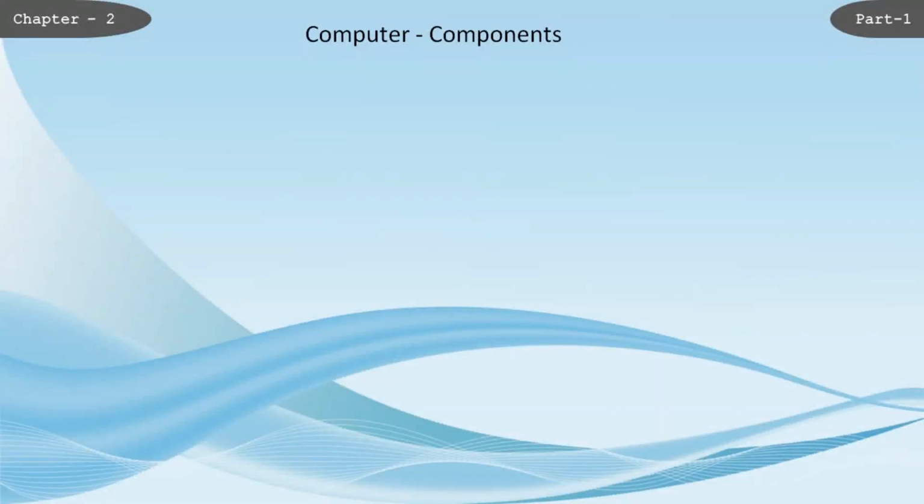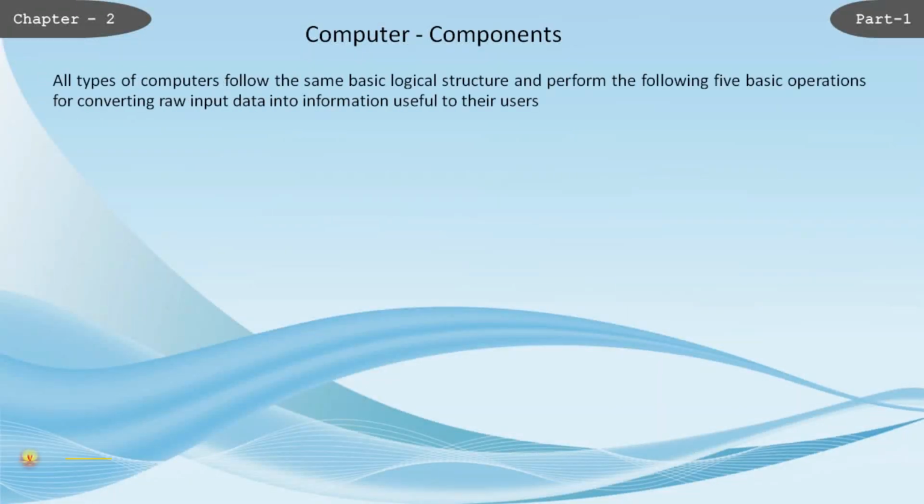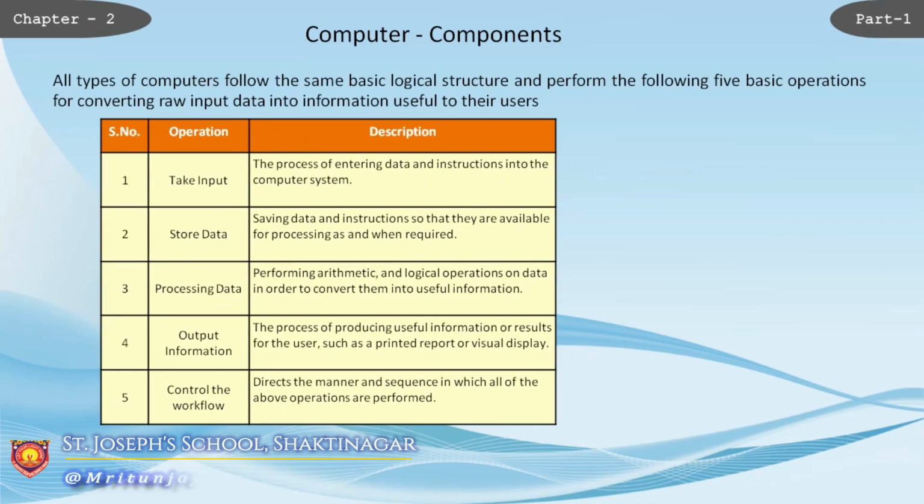Now let's understand the computer components. All types of computers follow some basic logical structures and perform the following 5 basic operations for converting the raw input data into information useful for the users. You can see in this table there are certain operations: take input, store data, process data, output information, control workflow. These are the 5 important tasks that are performed in any computer.